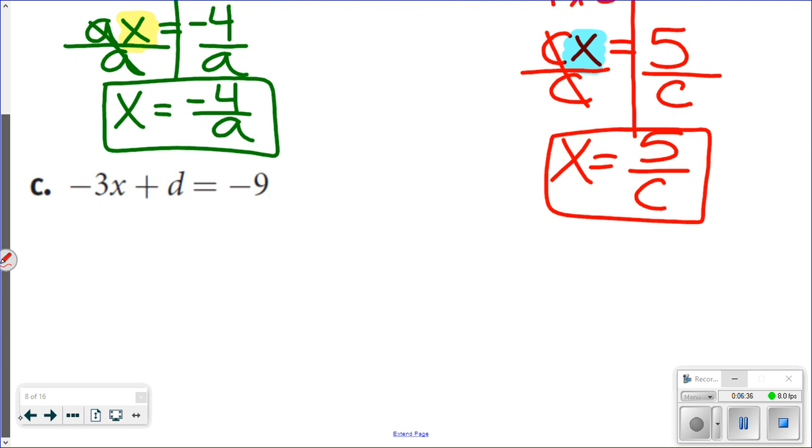Question C. We're still solving for x. So we want to isolate -3x first. So I need to get rid of the d. Go ahead and pause and try to work through question C by yourself first.